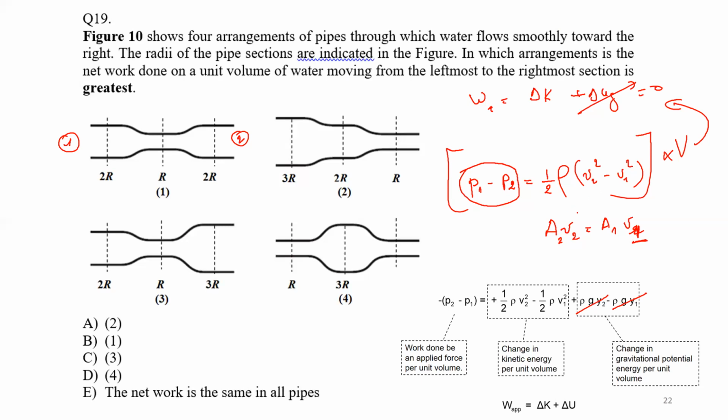So here, obviously, number 2 will give me the largest, because I'm going from a large cross-sectional area to a small cross-sectional area, so V2 will be larger than V1. And you know the ratio, because this is 3R and this is basically R. So the cross-sectional area here will be pi R square, and here it will be pi (3R) square. So 2 will be the largest.